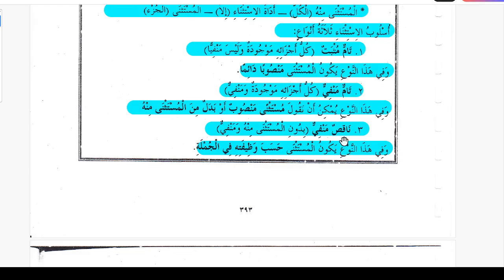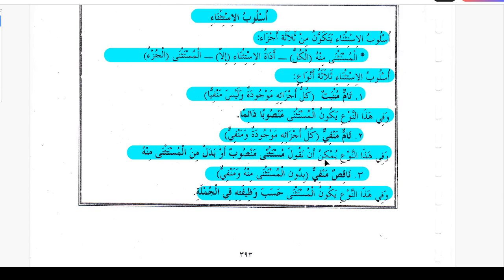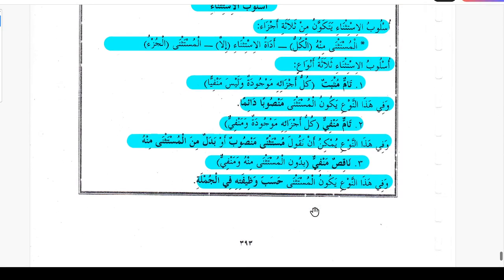And the third is naqis and manfi, bidun al mustasna minhu wa manfi. That kind does not have this part, it only has these 2 parts, and it is also manfi. Wa fi hadhihi al-naw' yakunu al mustasna hasba wazifatihi fil jumlati, in this kind the mustasna will have the i'rab of its function in the sentence, because the istisna is cancelled by the negation of the sentence. So that was about uslubul istisna.